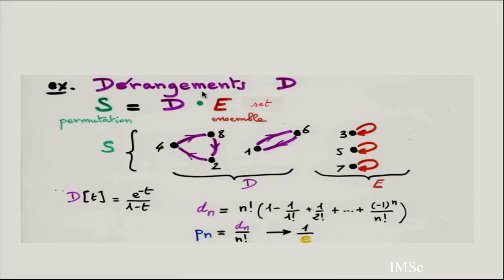It's derangements. A derangement means a permutation having no fixed point. No index i equal to sigma(i).